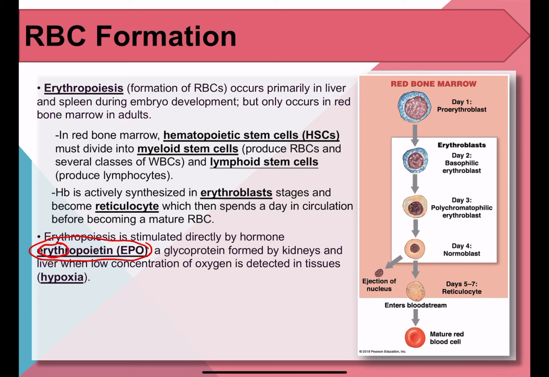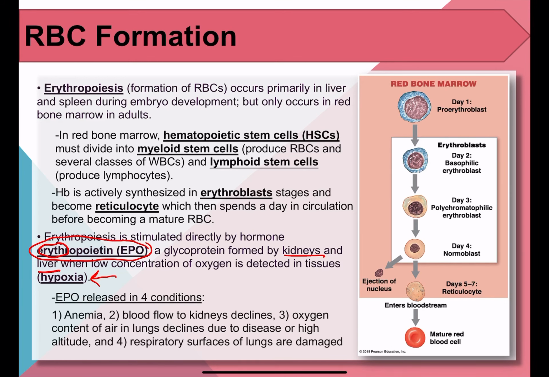Okay, so EPO is a glycoprotein that is formed by the kidneys and the liver when a low concentration of oxygen is detected in tissue, and we call this condition hypoxia, okay? So hypo, for too low, and oxia for oxygen level. So hypoxia for low oxygen level.